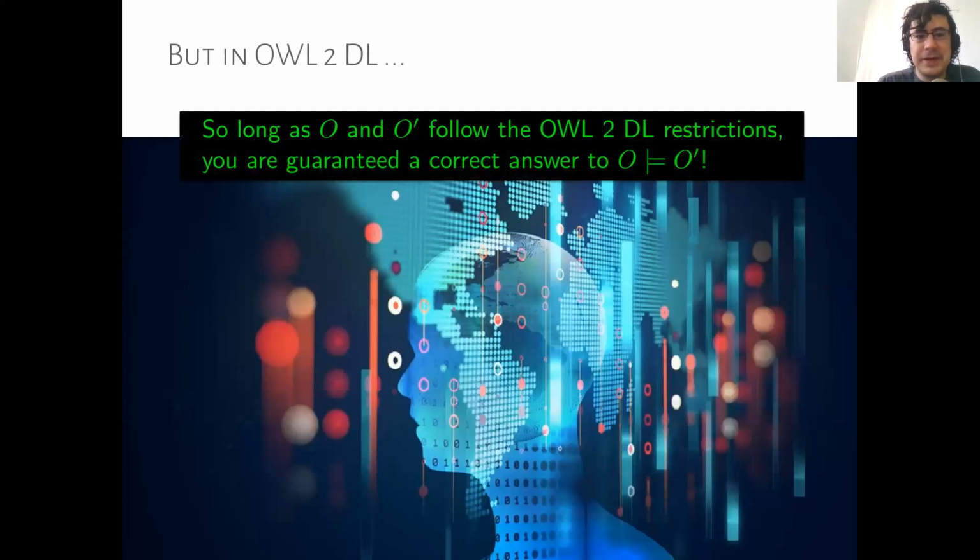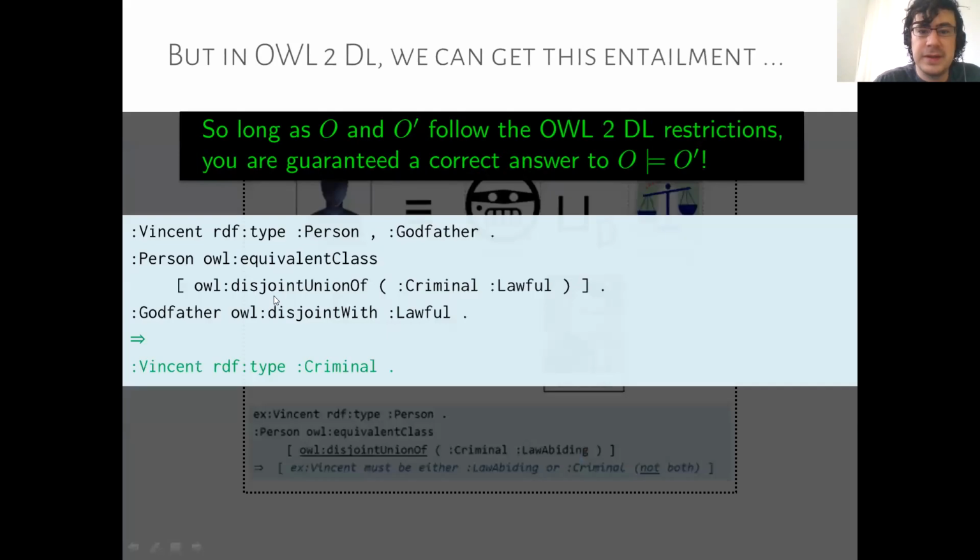But the benefit of this is that so long as your two ontologies, O and O prime, follow the L2 DL restrictions, you are guaranteed a correct answer to the question of whether O entails O prime or not. And not only that, but you're guaranteed a correct answer and the procedure will halt, right? So you can decide this. You can figure these entailments out.